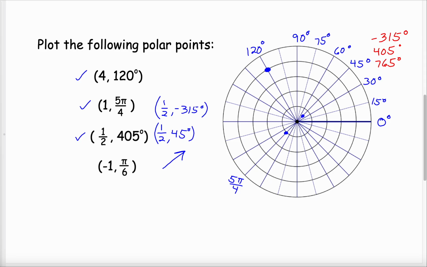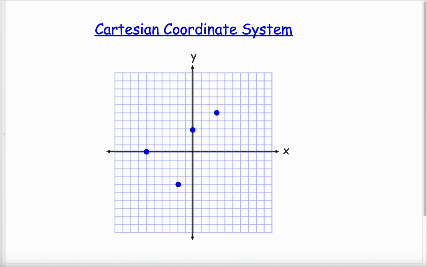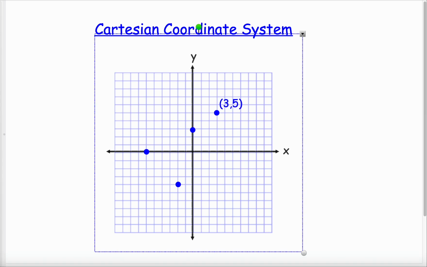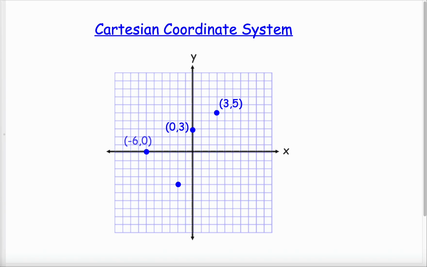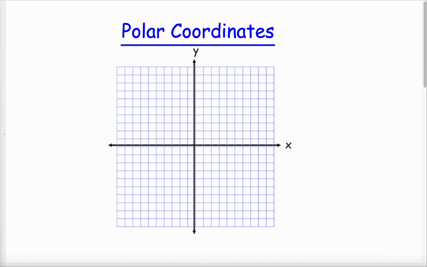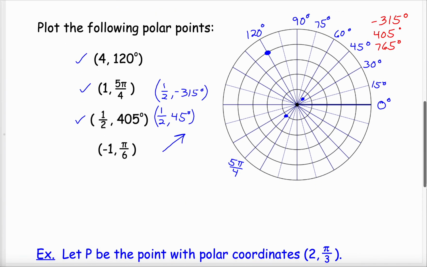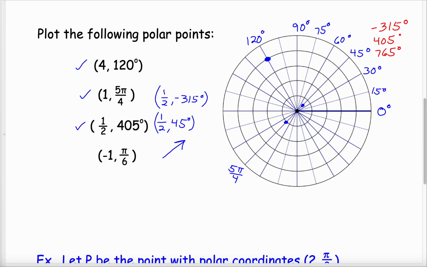But in the rectangular system, let me jump back there. In the rectangular system, there was only one way to represent a point. And once we had those coordinates, there's no other coordinates that represent that same point. Well, that's kind of nice in a way, but it's also kind of nice that we can represent things multiple ways. All right, let's graph this last point, negative 1, pi over 6.